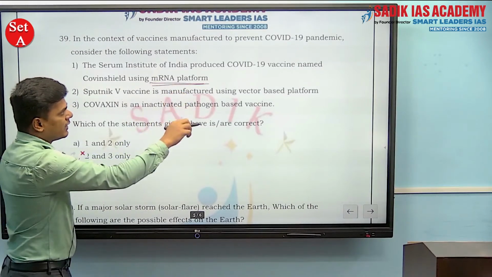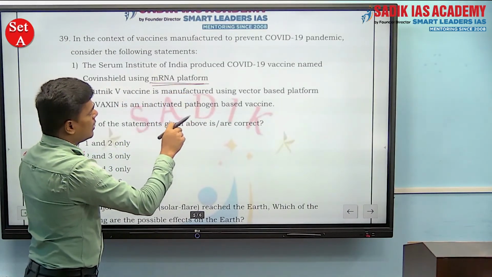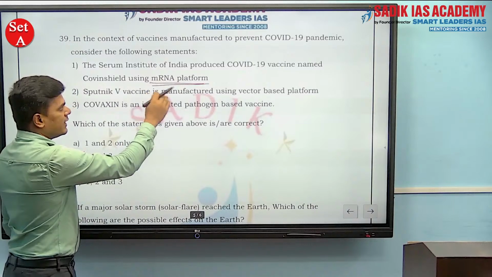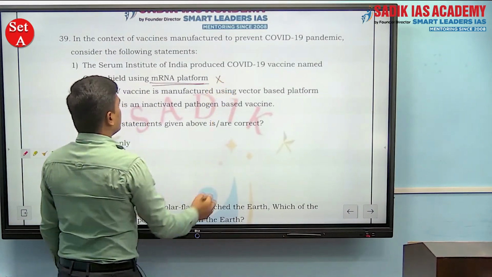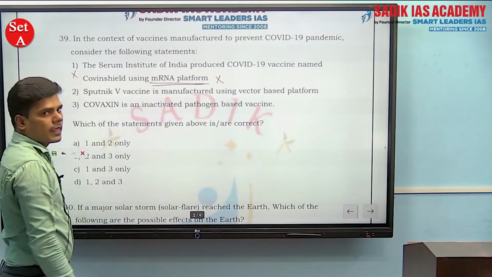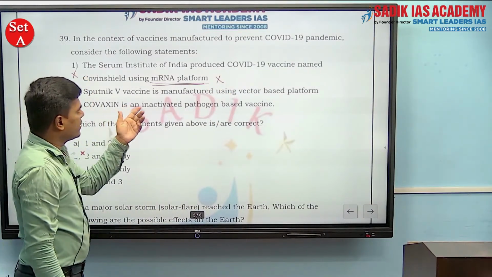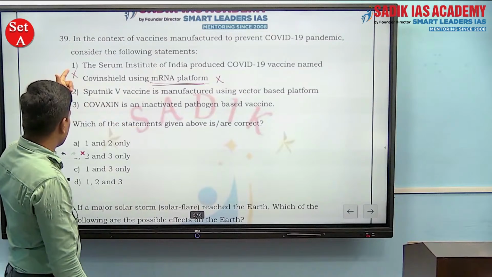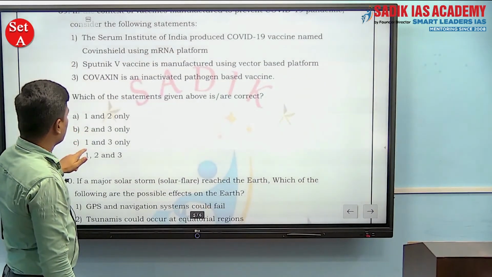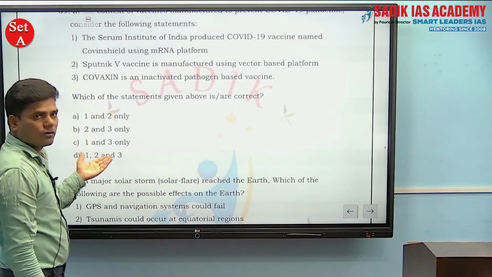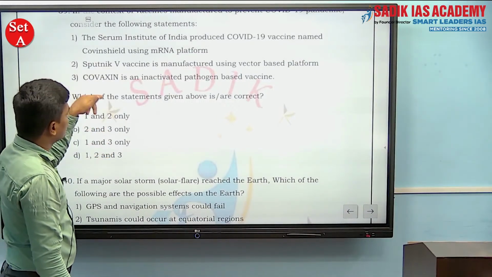Other things are correct. It is the Serum Institute of India, so Covishield is correct, but it is not mRNA based, it is viral vector based. Therefore this statement is wrong. Then the Sputnik V vaccine is manufactured using... when you eliminate this one, straight away you will get the answer. One is not the correct one. Therefore, looking at the options, only 2 and 3 remain.